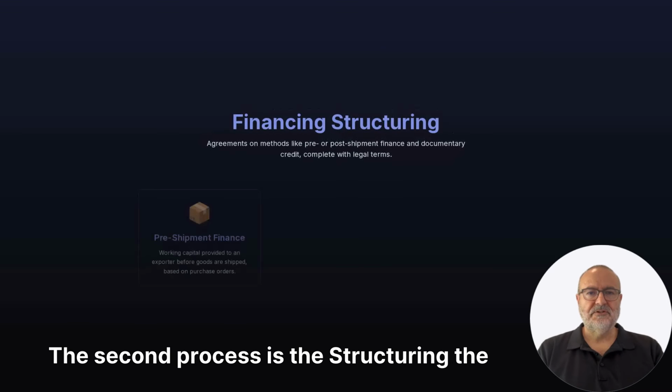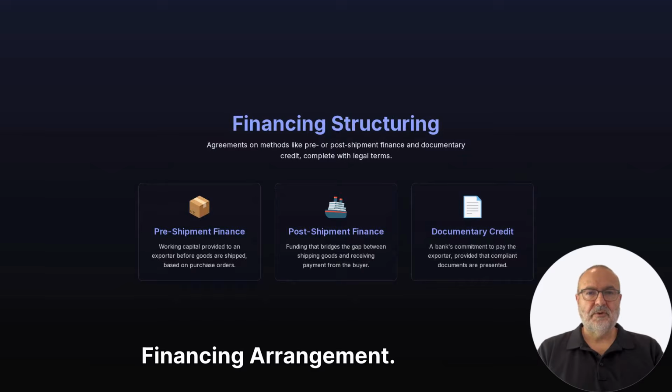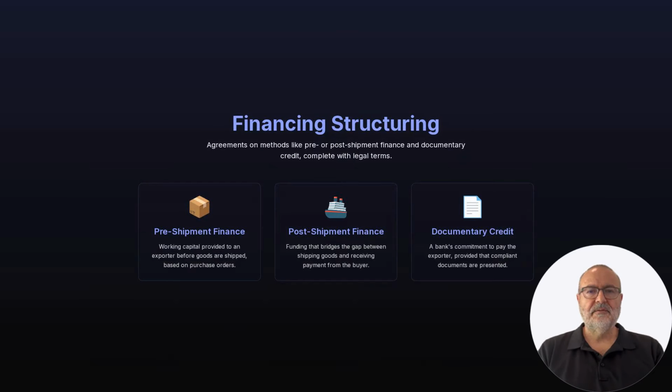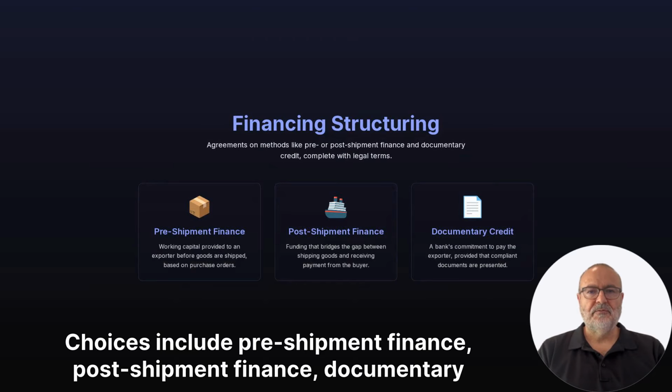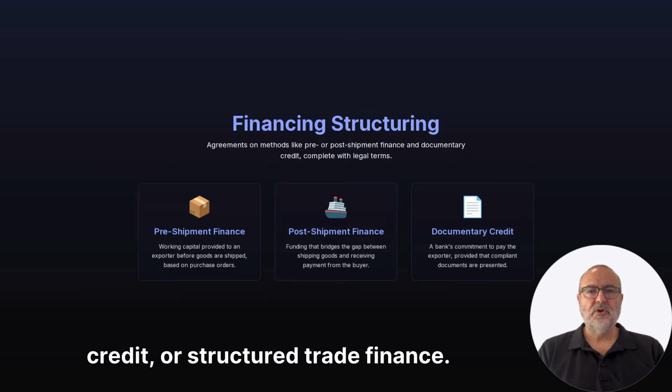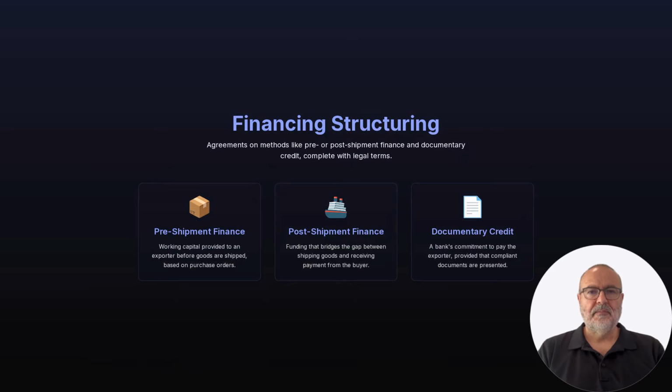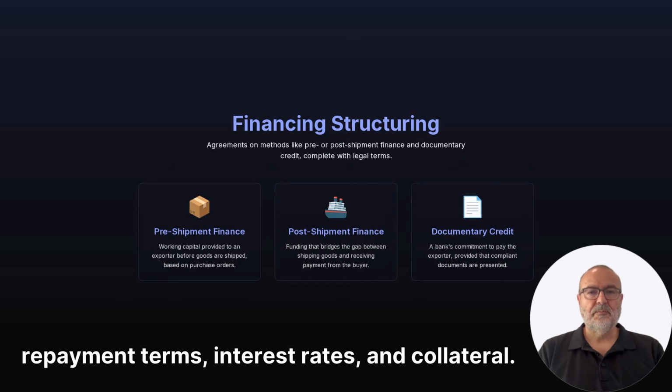The second process is structuring the financing arrangement. The bank and the client agree on a suitable financing method. Choices include pre-shipment finance, post-shipment finance, documentary credit, or structured trade finance. Legal documents are drawn up to define repayment terms, interest rates, and collateral.